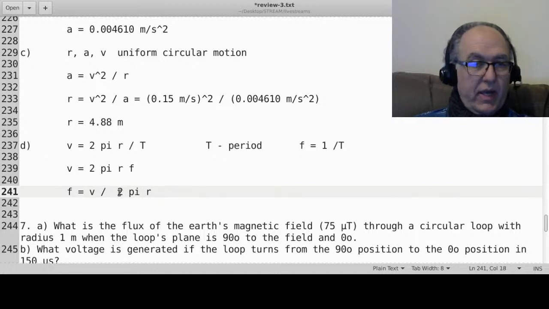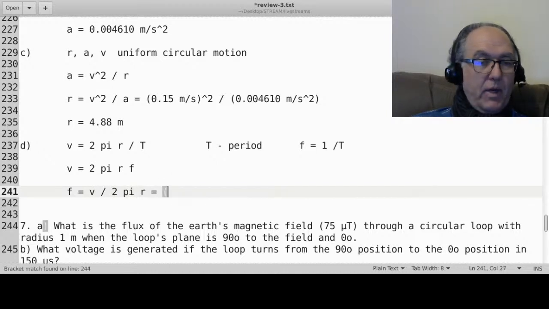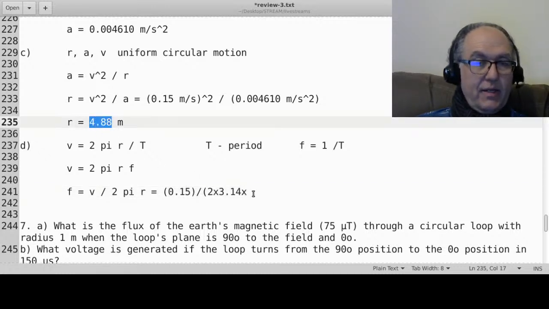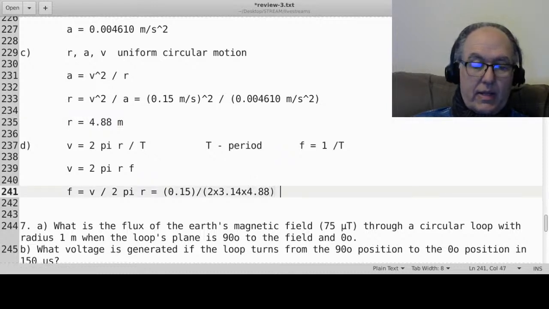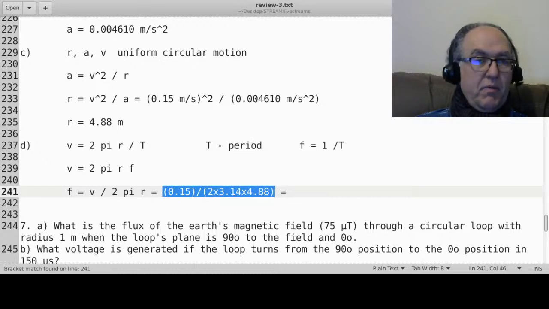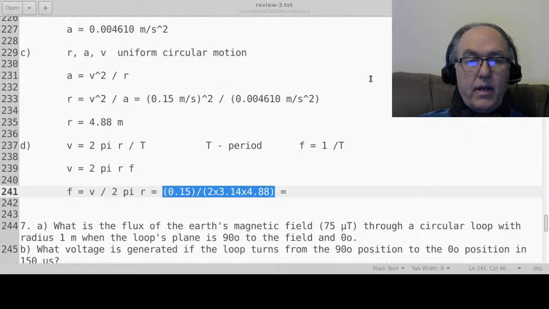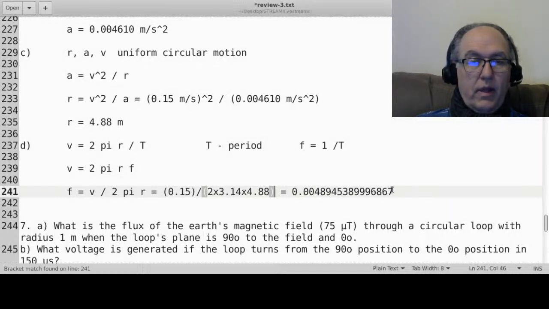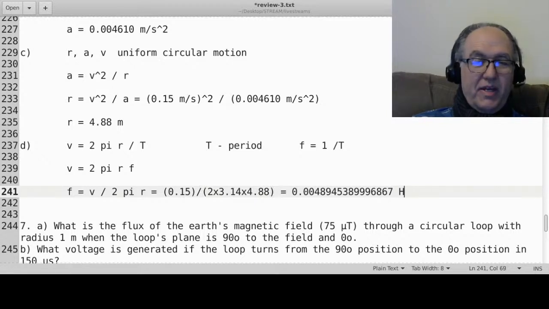And that should give you the frequency. Okay, now do we have all those numbers? Yep. Okay, the velocity is 0.15 meters per second divided by 2 times 3.14 times the radius, which we found to be 4.88, and this is going to equal a really, really small frequency.